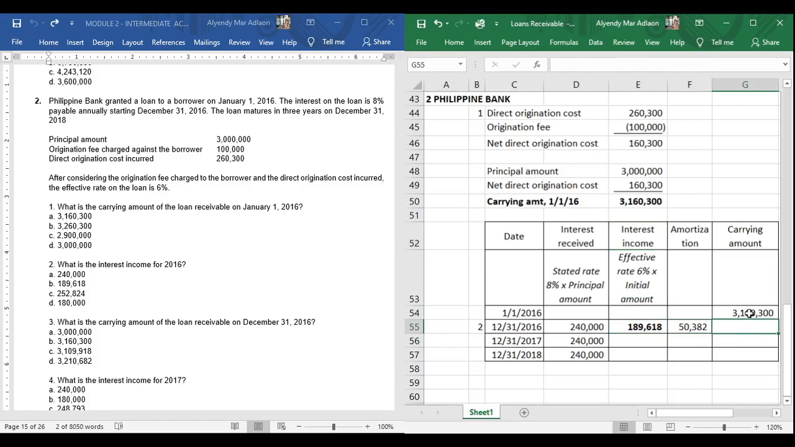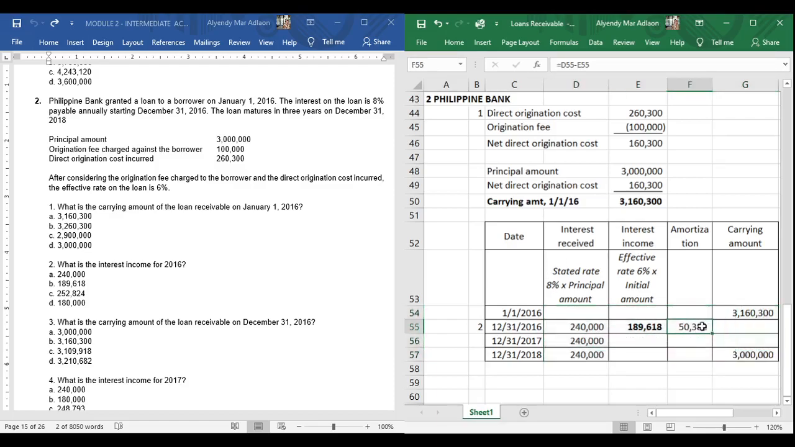So, look, our carrying amount is 3,160,300. Our goal is that at the end, it should be 3 million. So, how are we going to make this one a 3 million? We deduct the amortization. Okay, so we know it's a tip-tip, no?